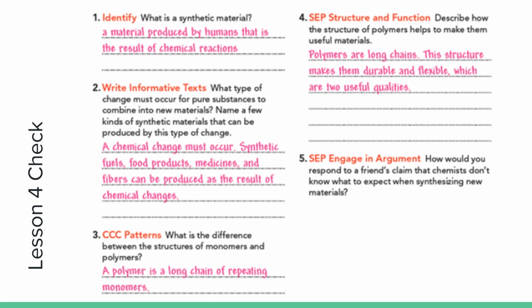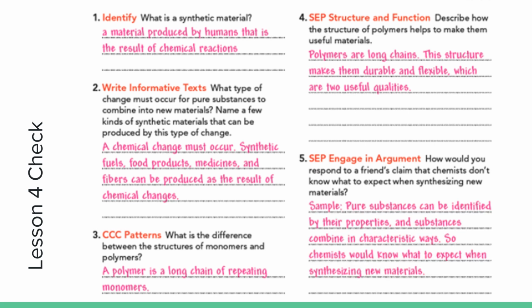And lastly, 5, how would you respond to a friend's claim that chemists don't know what to expect when synthesizing new materials? Pure substances can be identified by their properties, and substances combine in characteristic ways. So chemists would know what to expect when synthesizing new materials. And that ends lesson 4.